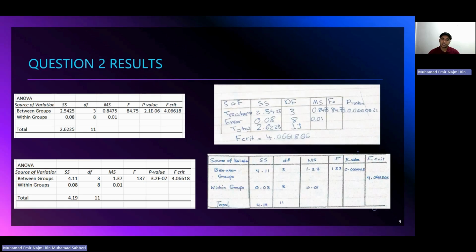The F calculated is 84.75 and the F critical is 4.06618. Since F is bigger than F critical, we need to reject H naught and we can conclude that there is significant difference due to fertilizer types on the crop yield. So for the field, the F calculated is 137 and the F critical is 4.06618. Since F is also bigger than F critical, we need to reject H naught and we can conclude that there is significant difference due to fertilizer types on the crop yield.